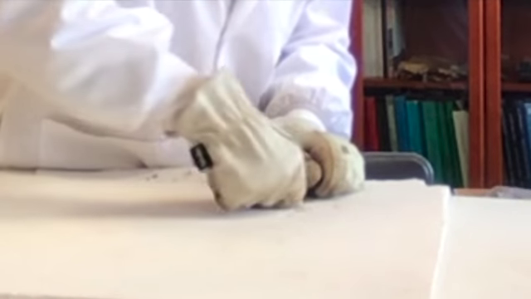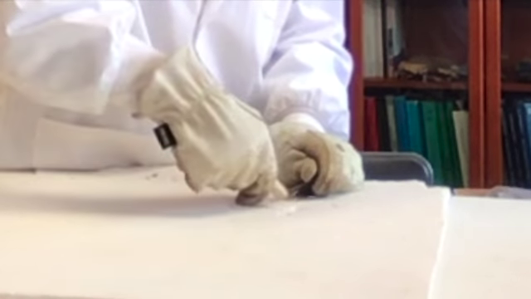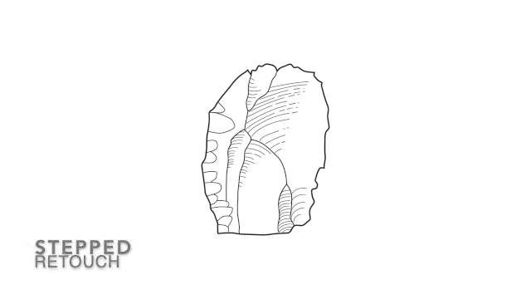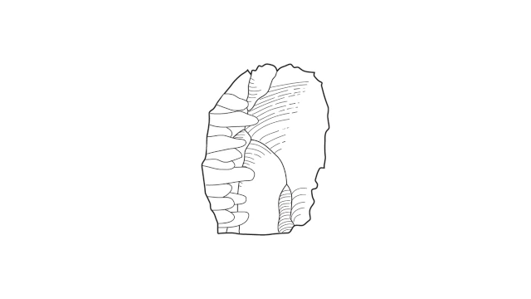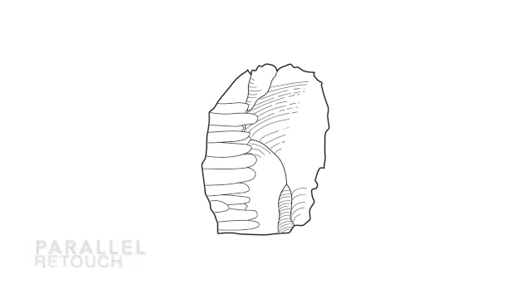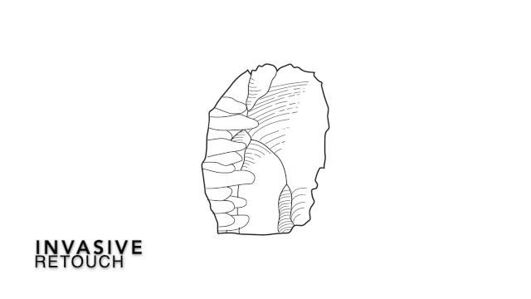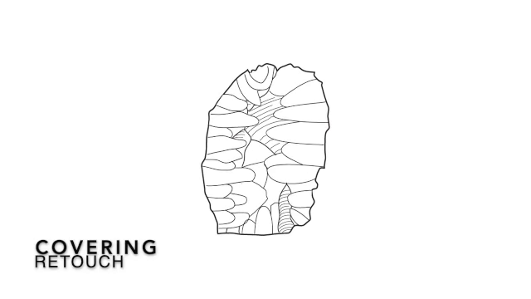Where there's retouch on a flake to make it into a tool, we can measure that retouch in a number of ways. We can classify the type of retouch on an ordinal scale, from scaled to stepped to subparallel to parallel, corresponding loosely to the skill of the flintknapper. We can also measure the invasiveness of retouch on an ordinal scale, from short retouch to long retouch, invasive retouch, and covering retouch.